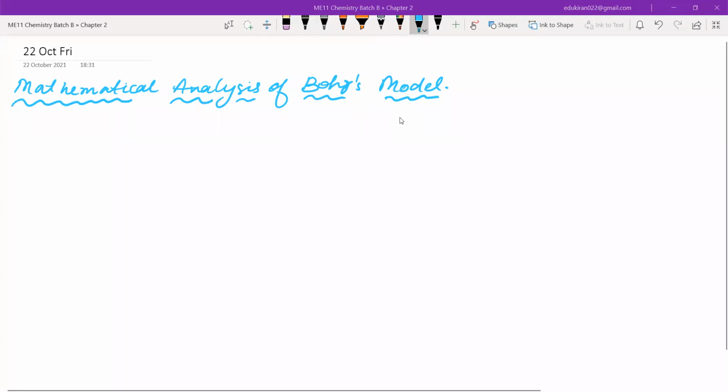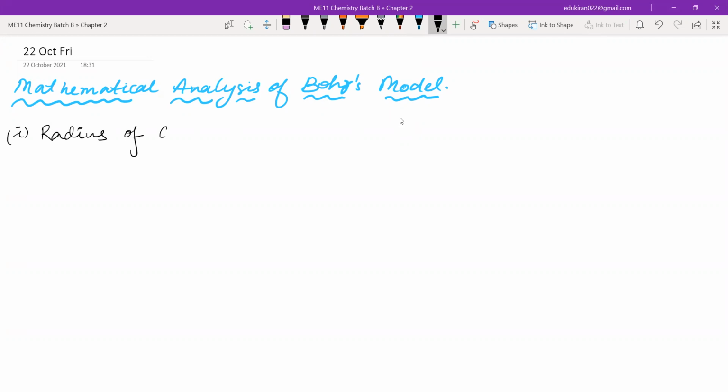First is the radius of orbit. Radius of orbit according to Bohr's model. So if you have an orbit n, its radius will be equal to 0.529 into n square upon Z angstrom.